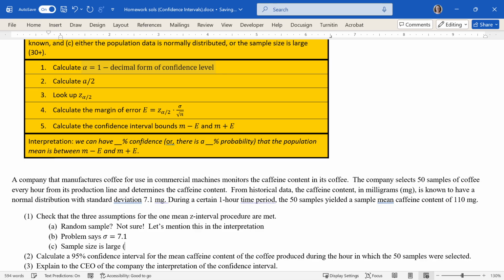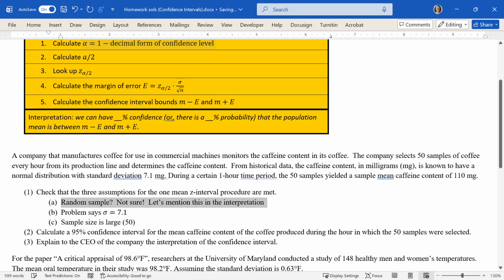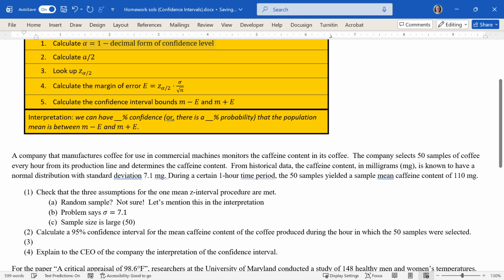This sample size is large, 50. Okay, so we verified or made a note of the three assumptions. We're going to mention this one again in the interpretation. Now let's go ahead and do the math part.